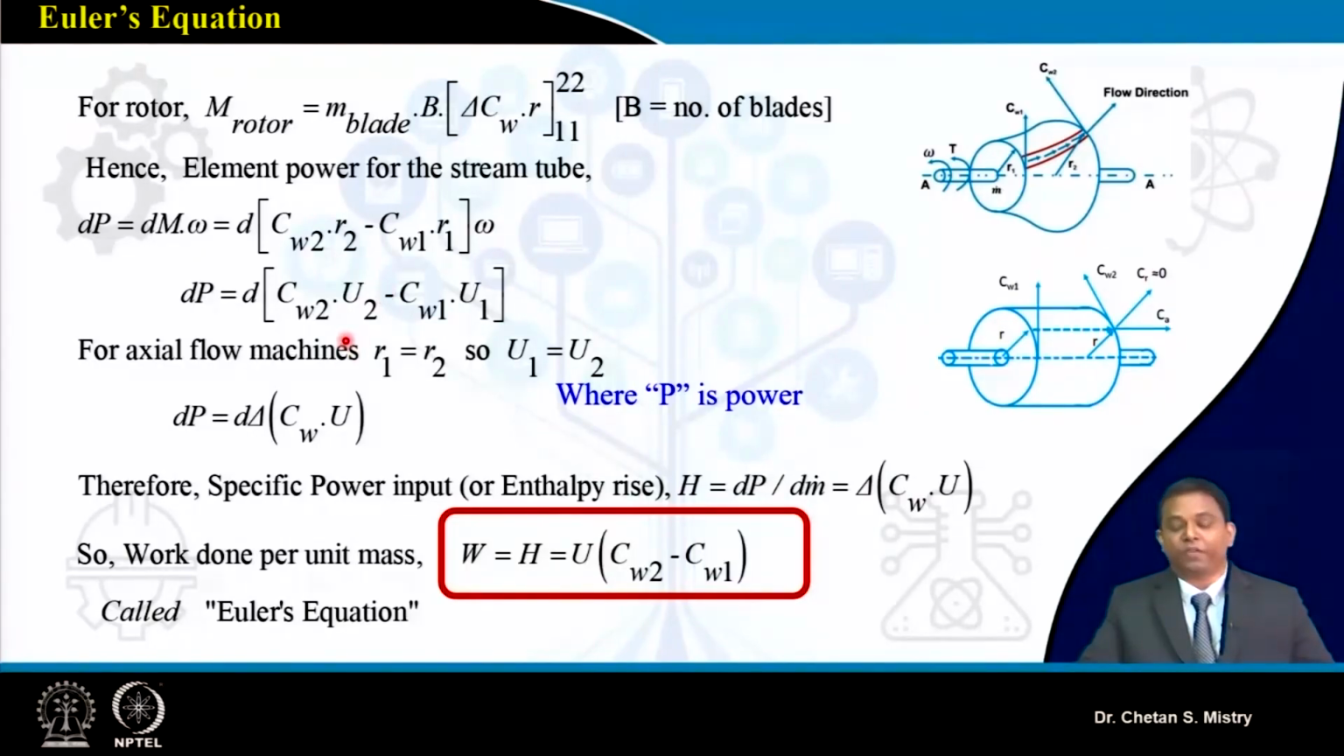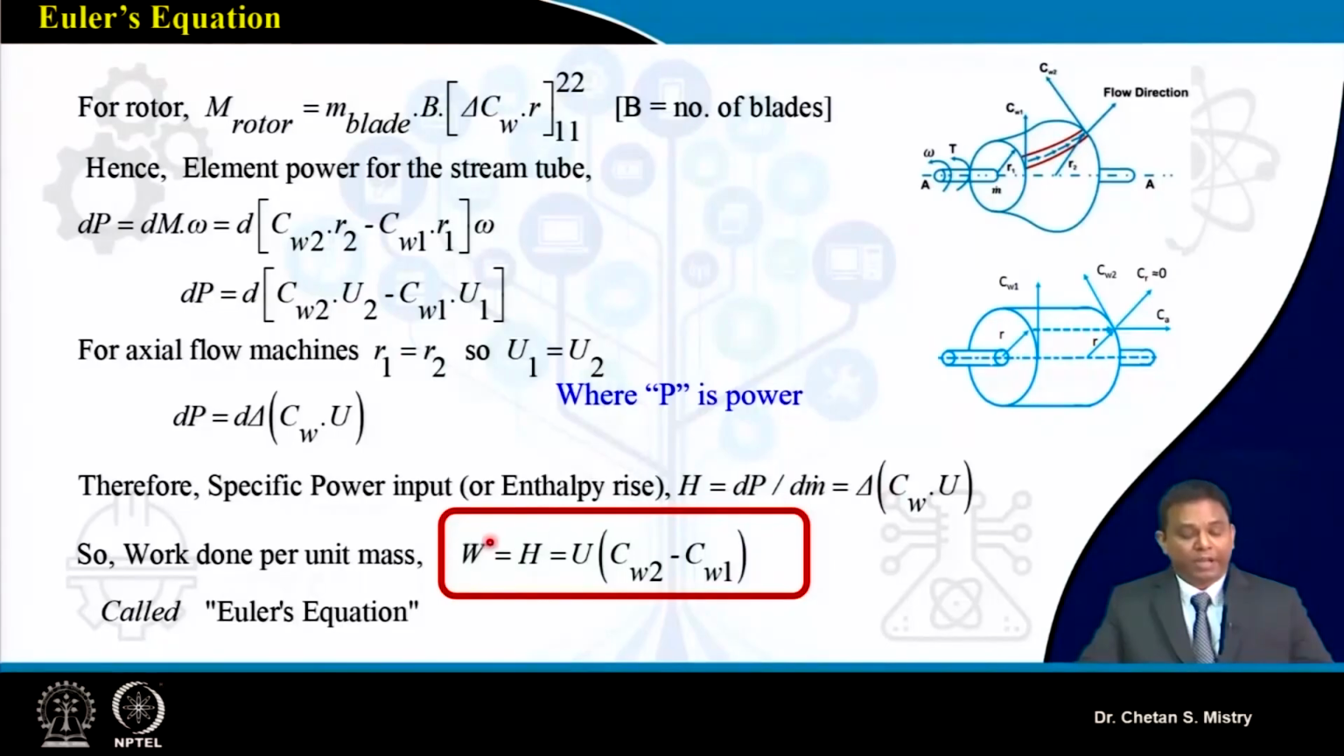If we consider an axial machine, what we realize is that the entry radius and the exit radius are taken as the same. So in that case u2 and u1 will be the same. If I put that, I can say the specific power input required for the compressor is given by delta Cw into u.